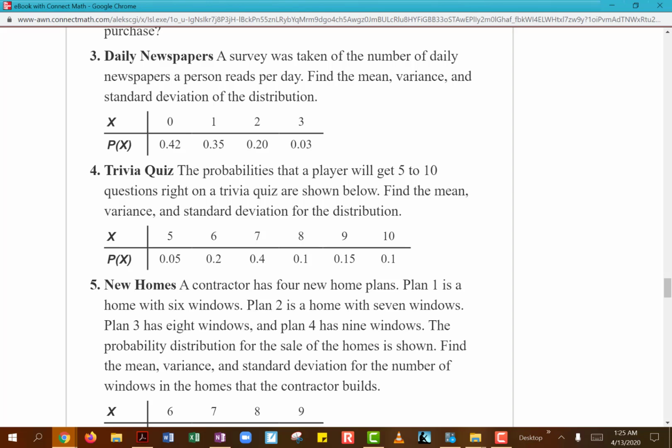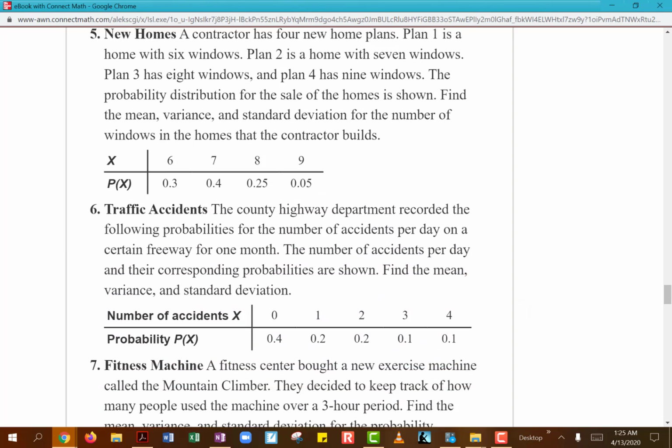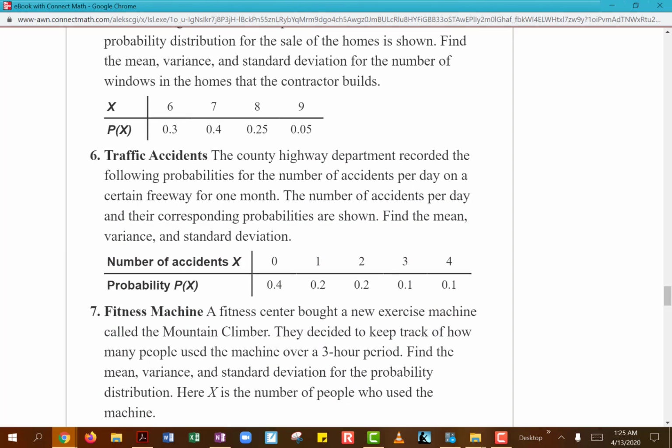Now I had one more example I wanted to make sure you were comfortable working through, and this one is number 6. It says the county highway department recorded the following probabilities for the number of accidents per day on a certain freeway for 1 month. The number of accidents per day and their corresponding probabilities are shown, and again we're finding the mean, variance, and standard deviation. So 0 accidents, 1, 2, 3, up to 4 accidents on a per day basis for 1 month.